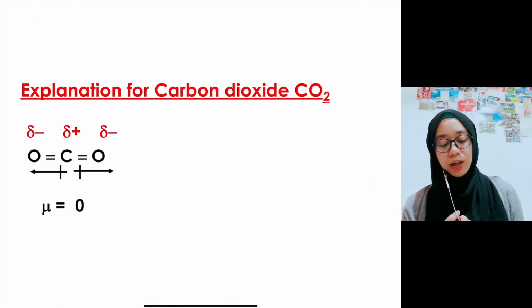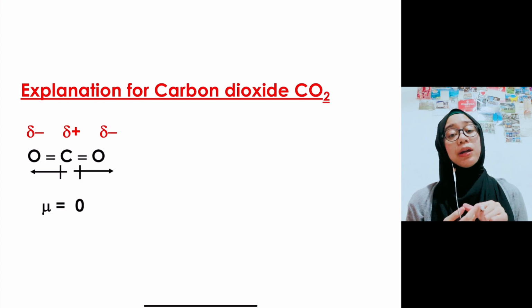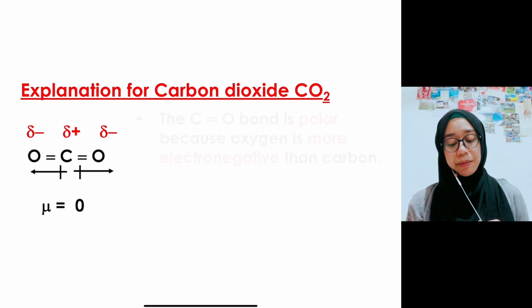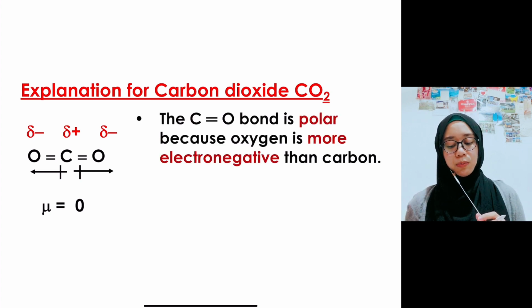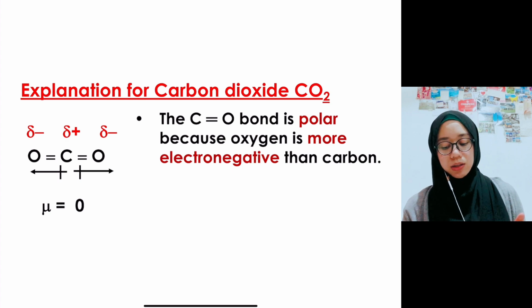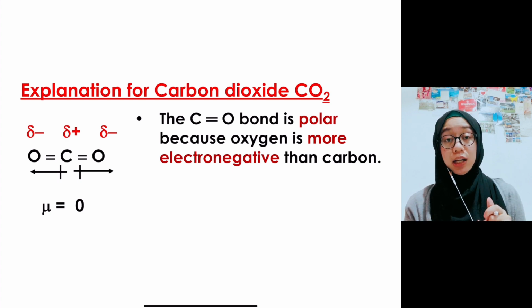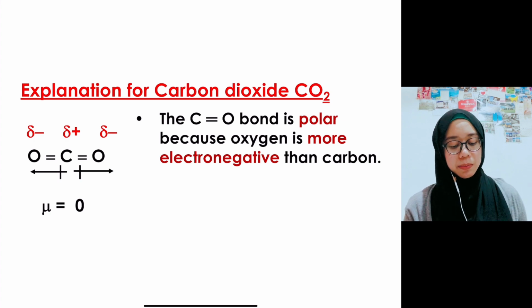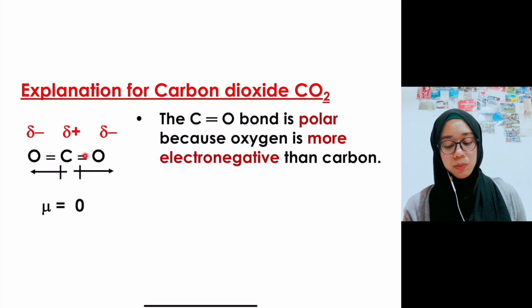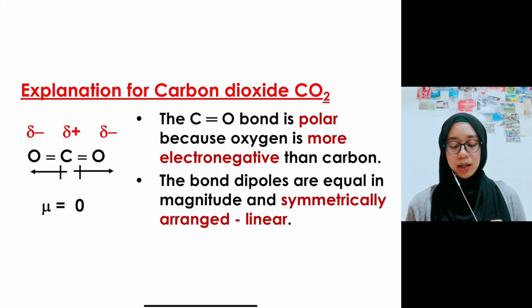Whereas kalau kita tengok pula kepada carbon dioxide, so carbon dioxide pun it has a linear shape. Okay, so the C double bond O bond is polar, because oxygen is more electronegative than carbon. So bear in mind, bond antara C dengan O ni, it is a polar bond. So this part pun polar bond juga because oxygen is more electronegative than carbon. But then, macam yang Miss tunjuk tadi, the bond dipoles are equal in magnitude. Okay, the magnitude adalah sama.